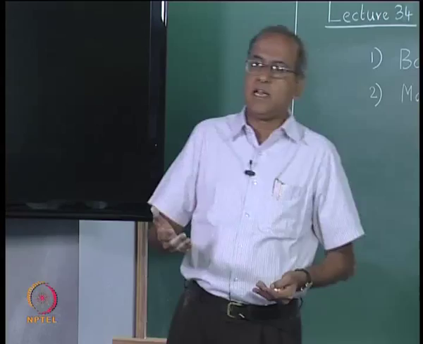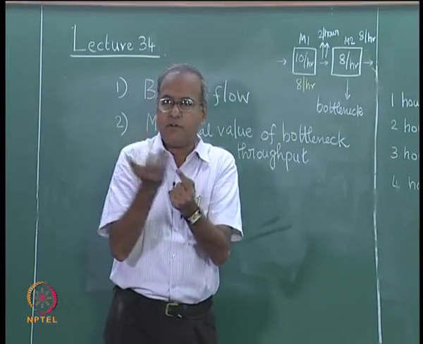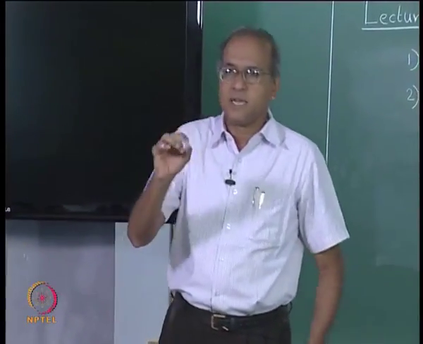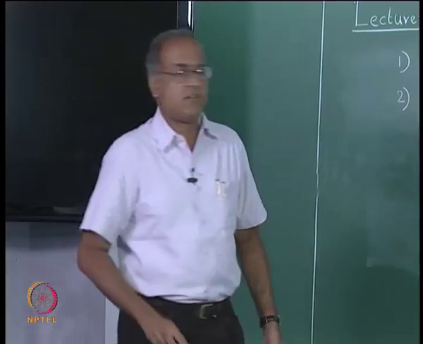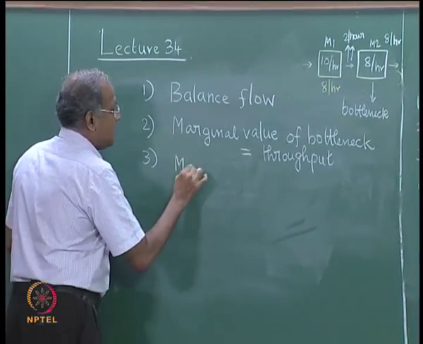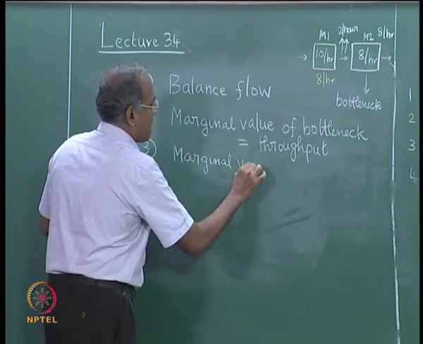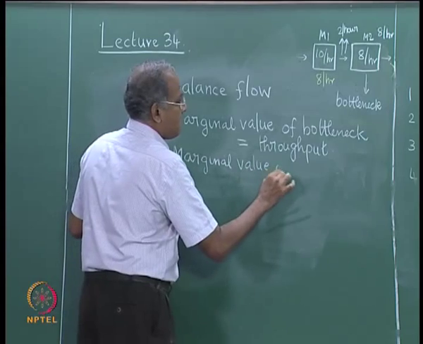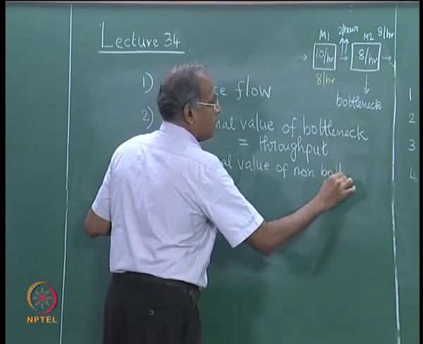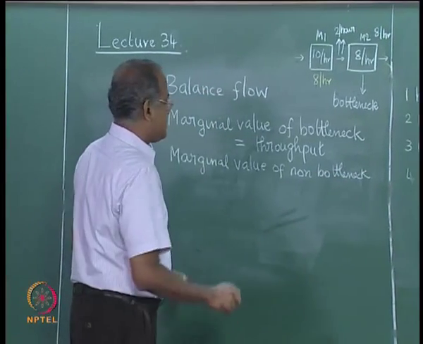So the marginal value is the value of an additional unit of resource is equal to the throughput, which is the second principle of synchronous manufacturing. The third principle of synchronous manufacturing is marginal value of a non-bottleneck is negligible.